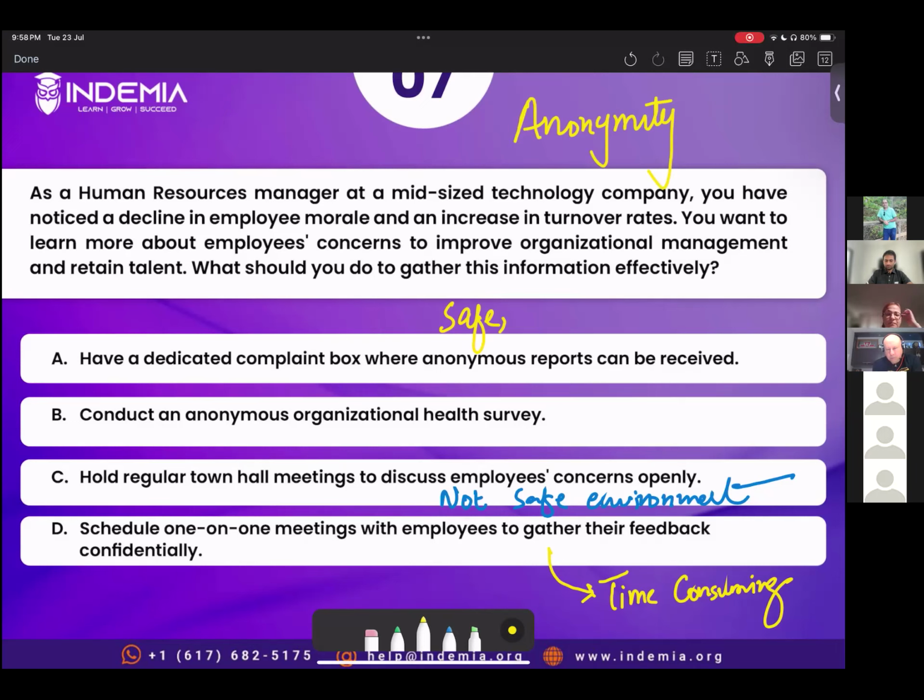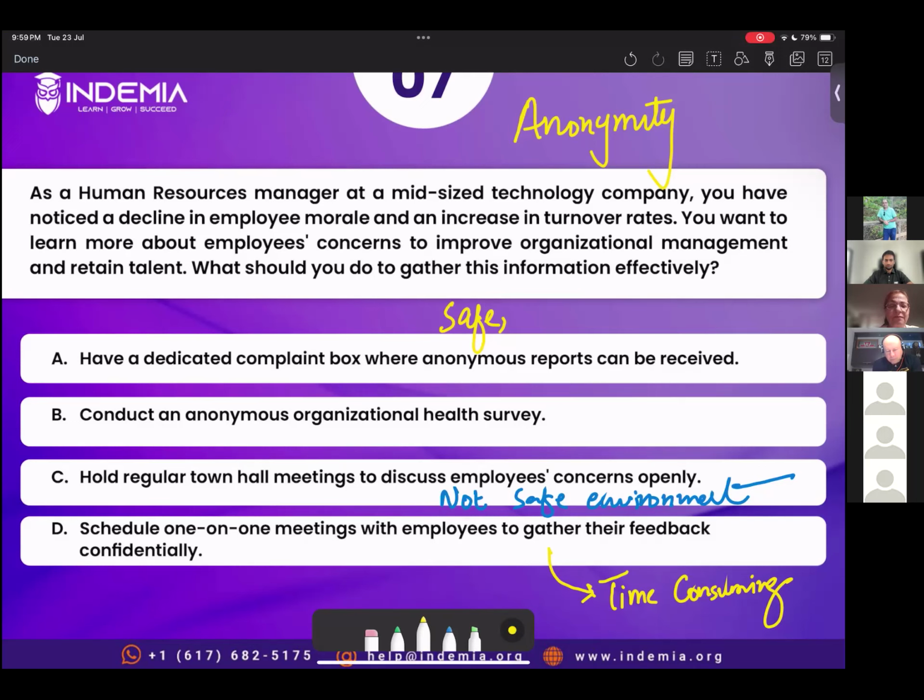Yes, sir. I agree with one-on-one. That just would be too time consuming, especially if it's a huge company. I mean, how do you know who to choose? Regular town hall meetings might not be safe because some people maybe don't feel comfortable. They're not extroverted enough to say how they feel, they'll keep it to themselves.